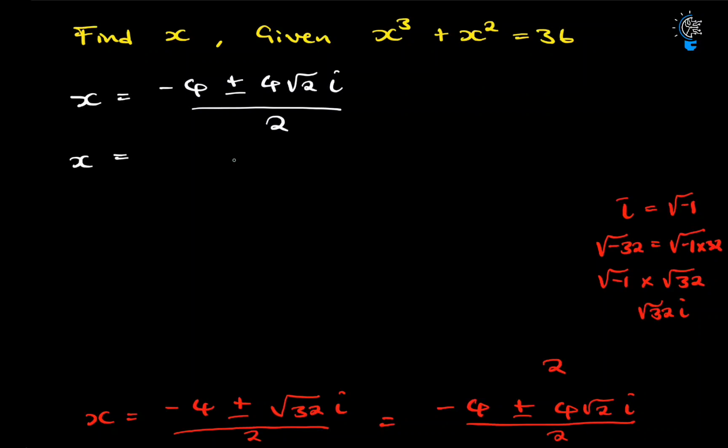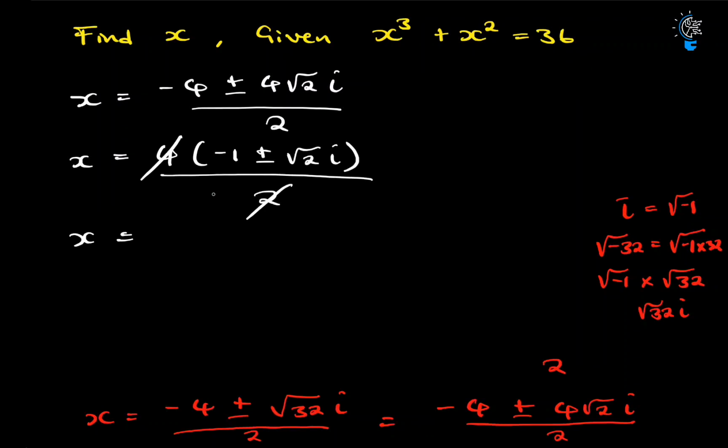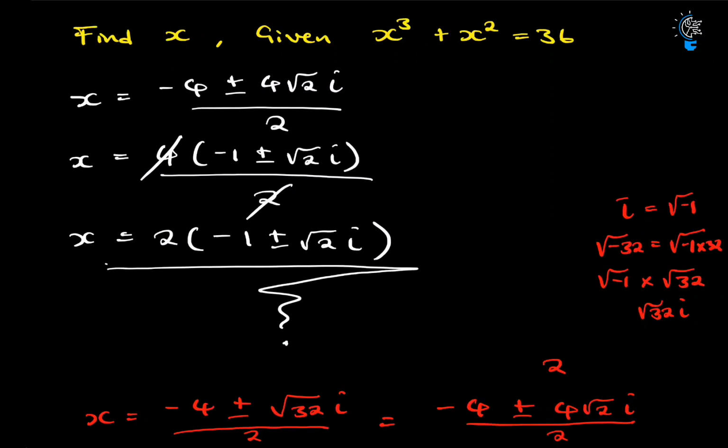X will be equal to, we can factorize the numerator. We can factorize 4 on our numerator. So we can have 4 open negative 1 plus or minus root of 2i divided by 2. And that can work out and we remain with 2 open negative 1 plus or minus the root of 2i. So this one will be part of our solutions.